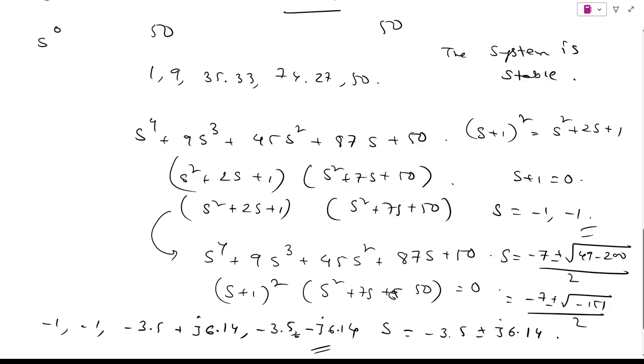So always remember the sequence whenever you encounter a characteristic equation. Write the coefficients carefully, then construct the Routh table accurately and check only the first column and count the sign changes to determine the right half plane poles, and if asked then find the roots separately. Okay, so this was all about this question.